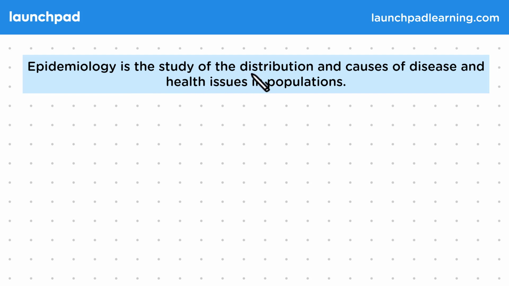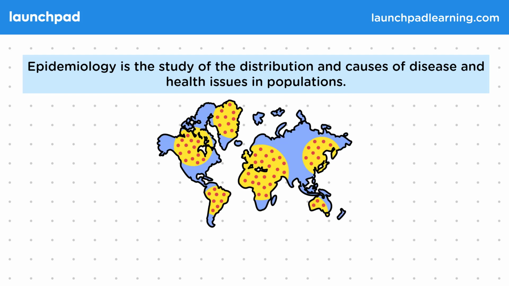Epidemiology is the study of the distribution and causes of disease and health issues in populations. Scientists may study things such as the outbreak of different diseases, for example, global pandemics. They may also study the risk factors for non-communicable diseases in different populations.